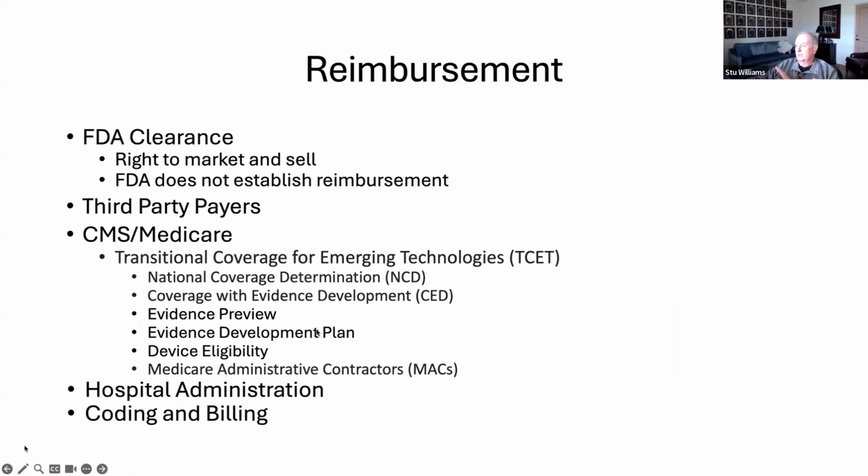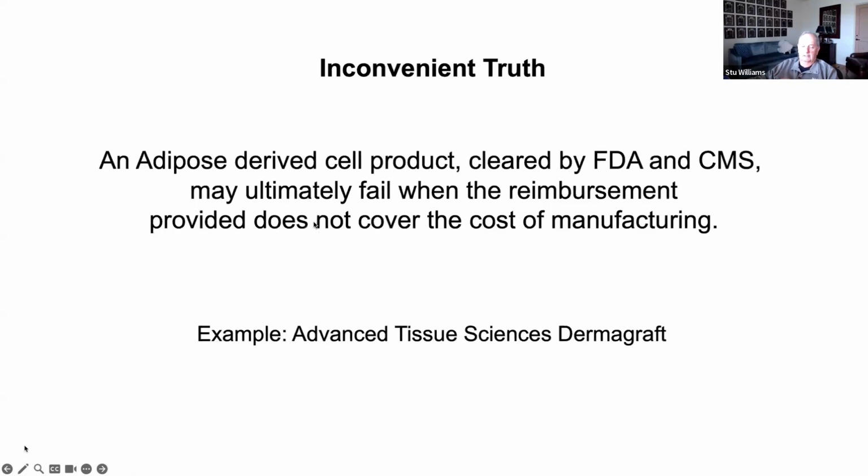And then I put this in, you can look at it later. You've got to understand reimbursement also. One of the big things that kills many, many companies is when they do get FDA clearance for their product, and then they go to try to get reimbursement. You go and try to get reimbursement from Medicare, and then you talk to hospital administrators, and then you find out about coding and billing. It's sometimes the darkest time for industries when they get FDA clearance.